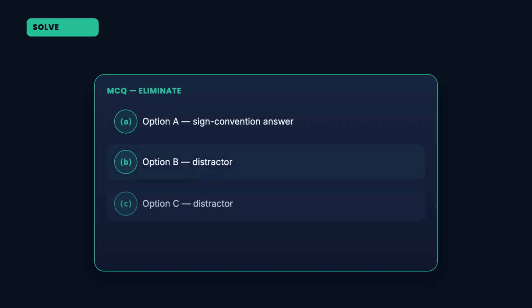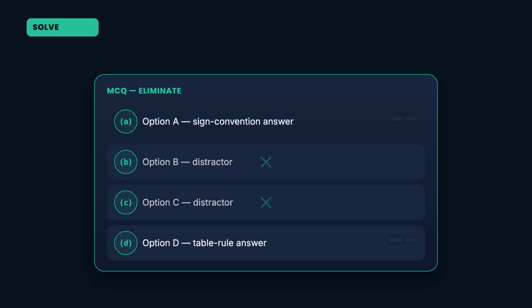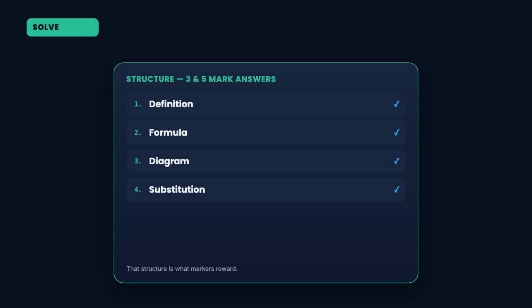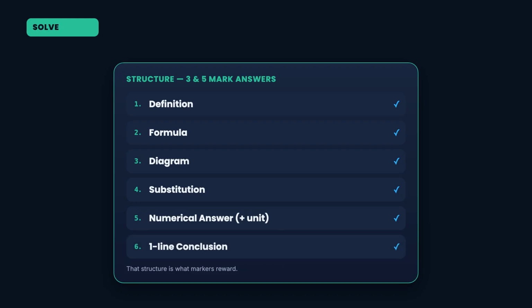For MCQs, eliminate. 2 options are usually clearly wrong. From the remaining 2, pick by the sign convention or by the image formation table. Never guess randomly when you can rule things out. For 3 and 5 mark questions, structure your answer. Definition, formula, diagram if relevant, substitution, numerical answer with unit, 1-line conclusion. That structure is what examiners reward.